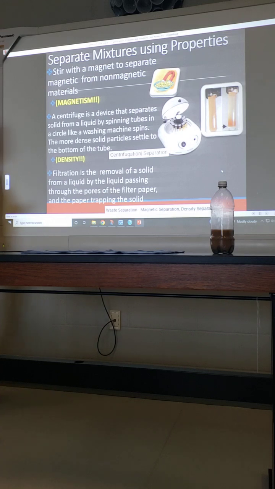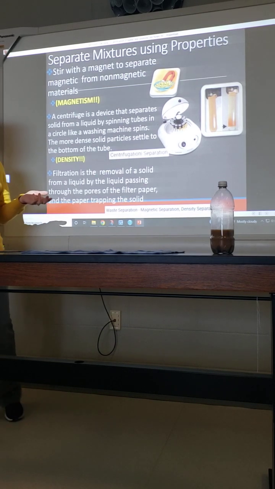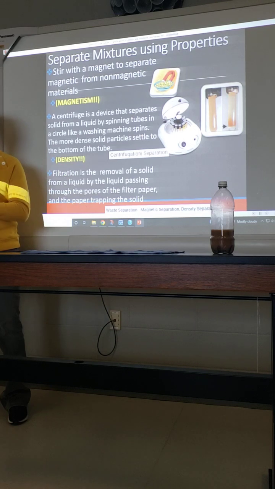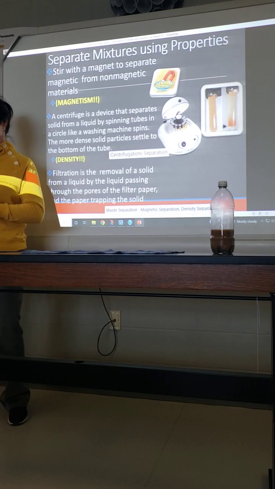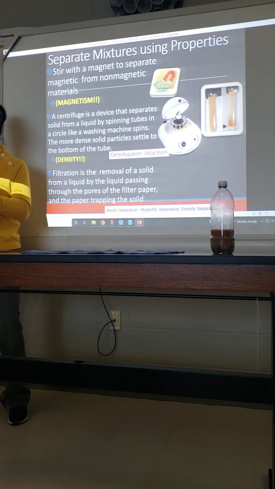And then finally, there's something called filtration. This can be done a lot of different ways. Filtration is the removal of a solid from a liquid. Right, so think of making spaghetti noodles or ramen noodles, right?